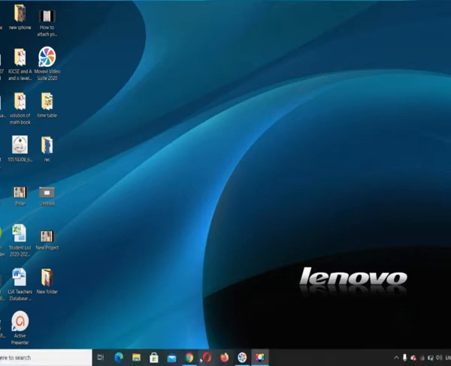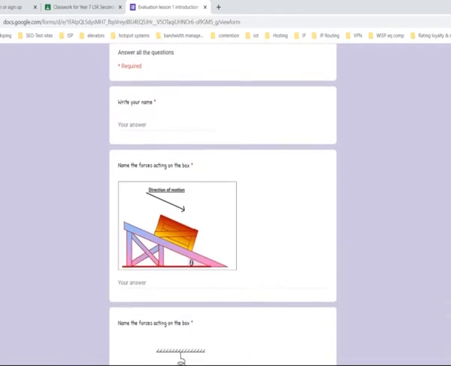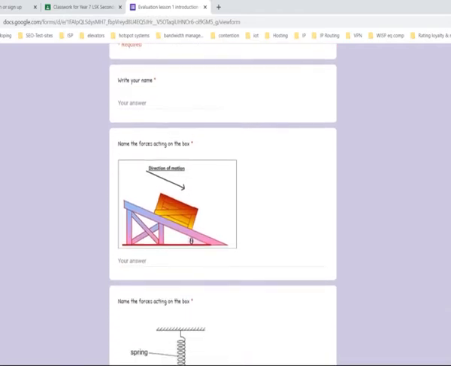So let's start. This is the evaluation of lesson 1, introduction to forces, and I want you to concentrate because most of you didn't do well in the worksheet. The first question is: name the forces acting on the box. Before that, you must write your name, for example, Mr. Kassem Elezzi.